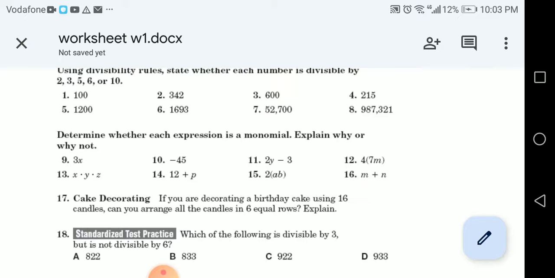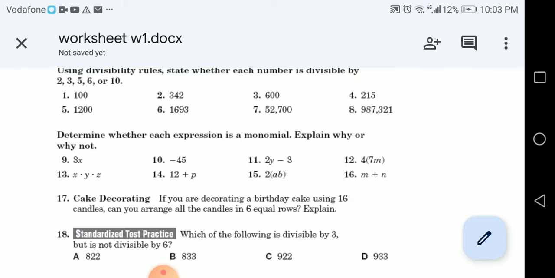Okay. Determine whether each expression is a monomial. Explain why or why not. The first one I have here is 3x. What do you think? I can hear you. It's a monomial. Why? Because it's the product of a variable and a number, right?